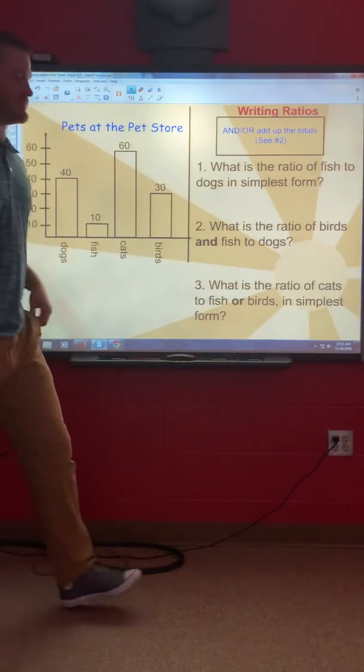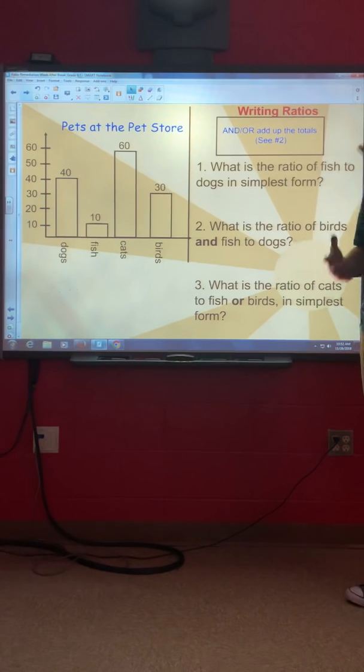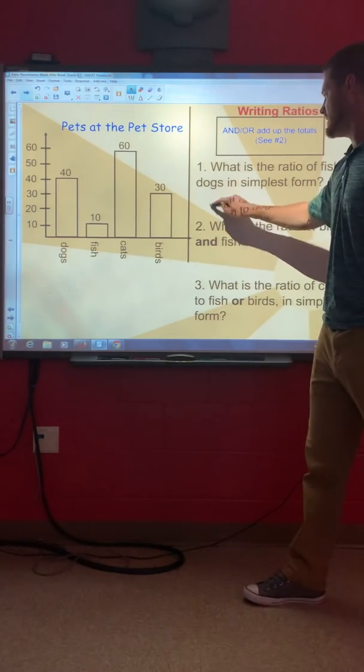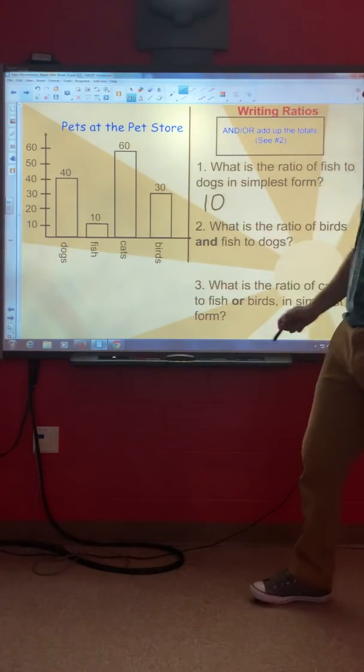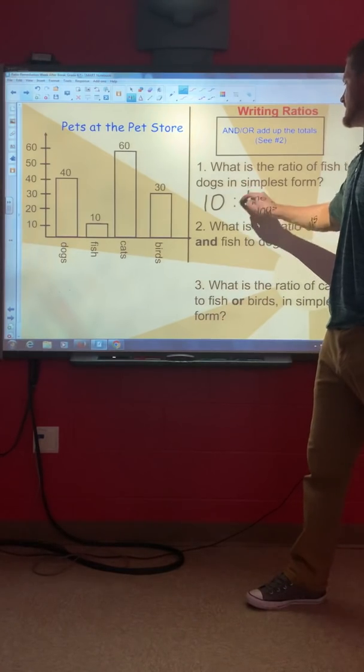Real quick, sometimes they're going to give us a graph, and we're going to have to take the ratios from the graph or whatever kind of picture they give us. So number 1 says, what is the ratio of fish to dogs in simplest form? Well, fish, there are 10 of them. I keep forgetting the blue doesn't work. 10 fish to how many dogs? We have 40. 10 to 40.